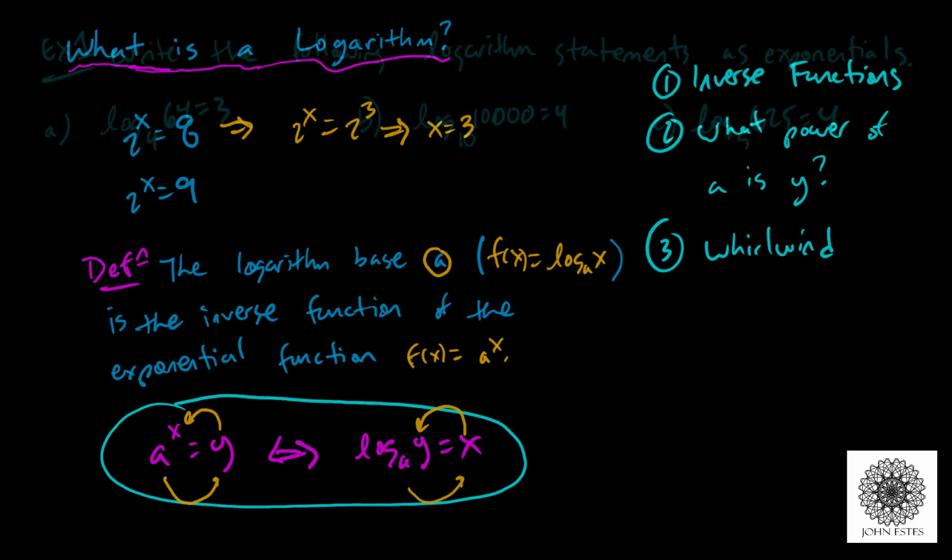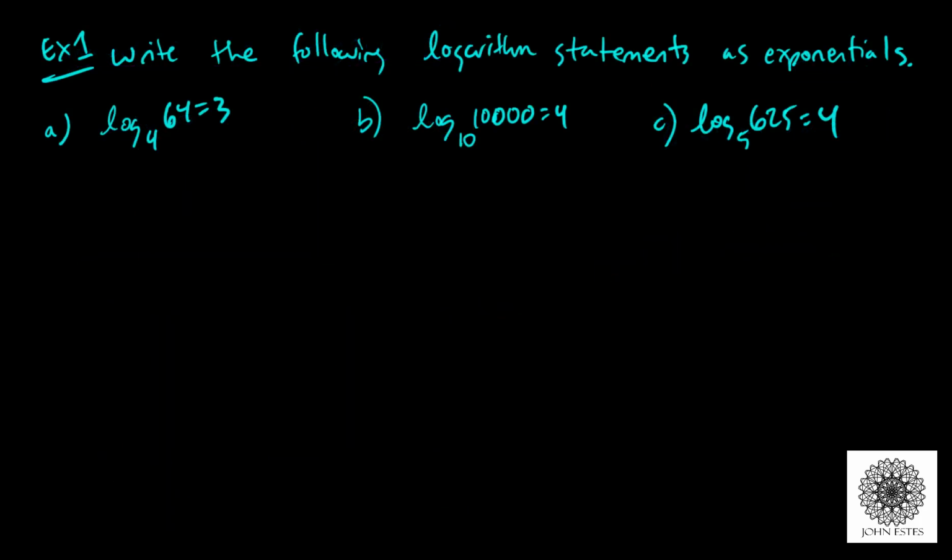Okay, so let's look at an example. For example 1, I want to write the following logarithmic statements as exponential statements. So in other words, we're undoing the logarithmic part. Here at part A, I have log base 4 of 64 equals 3, and I'm wondering, is this a true statement? This log thing is confusing here.